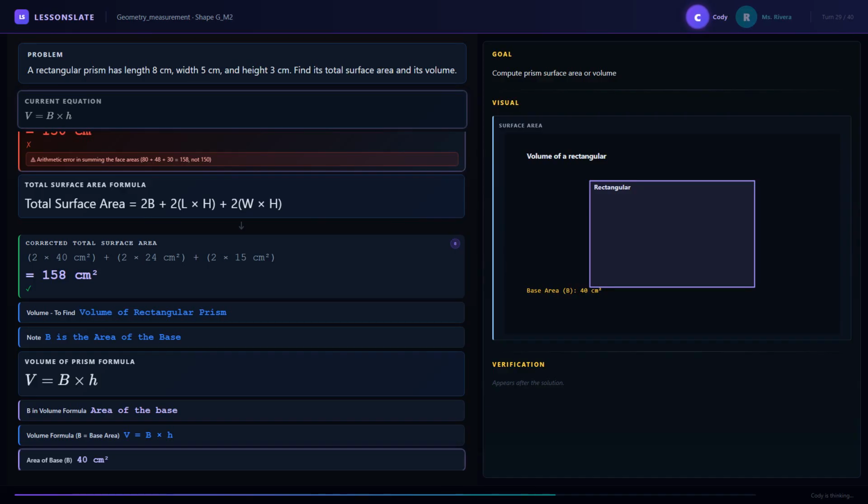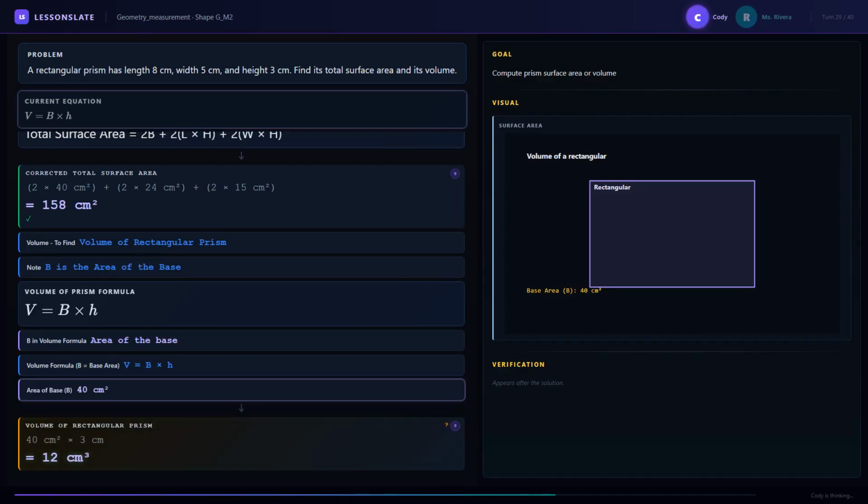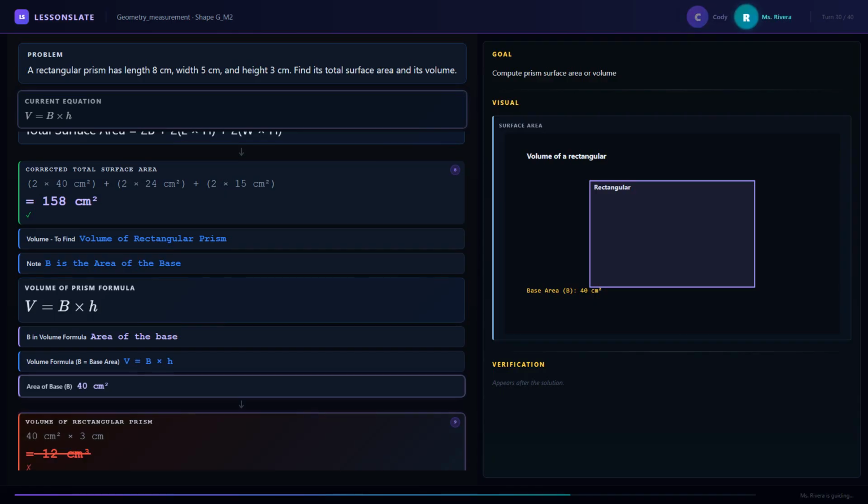Okay, so volume is area of the base times height, which is 40 centimeters squared multiplied by 3 centimeters. So I got 12 centimeters cubed. Is that the volume? You're absolutely right about the setup, Cody. The volume is indeed the area of the base multiplied by the height, so 40 square centimeters times 3 centimeters is the correct calculation to perform. That looks perfect. Now, let's just carefully recalculate that multiplication. What do you get when you multiply 40 by 3?